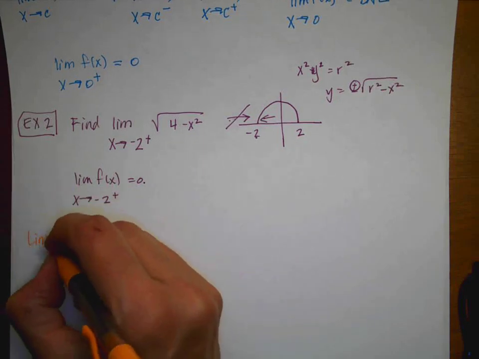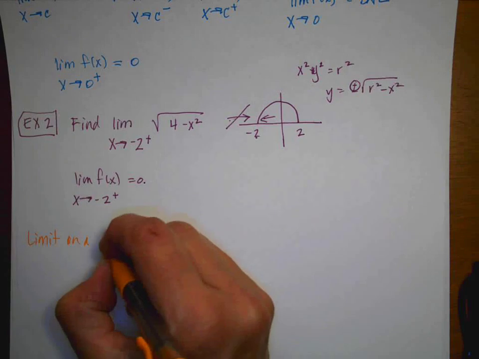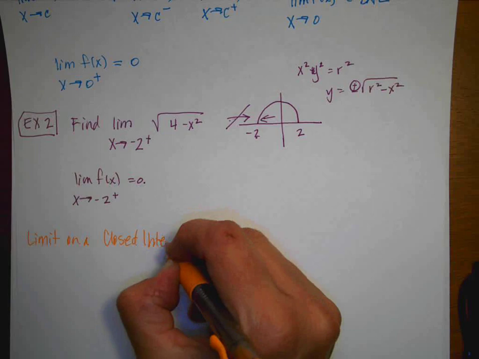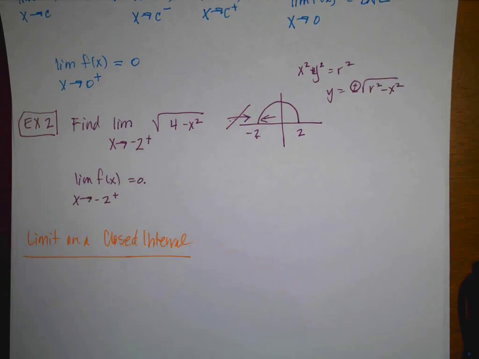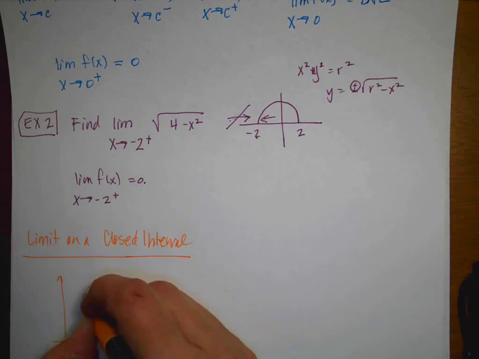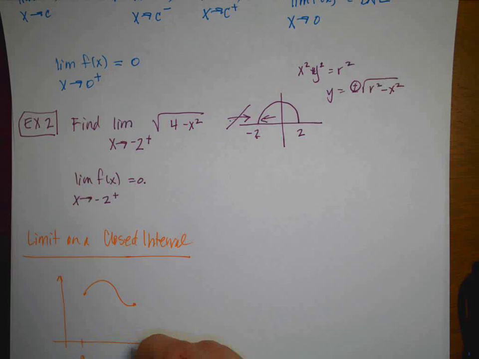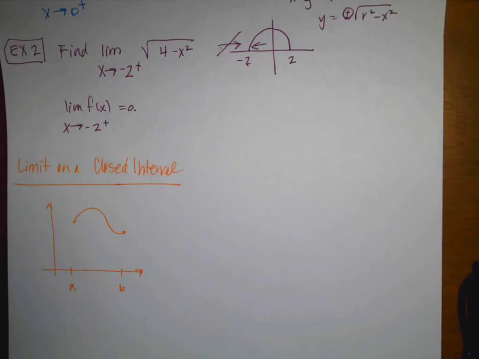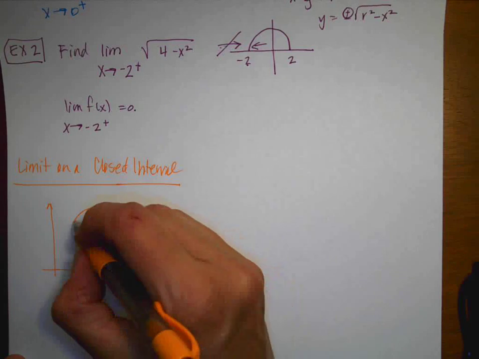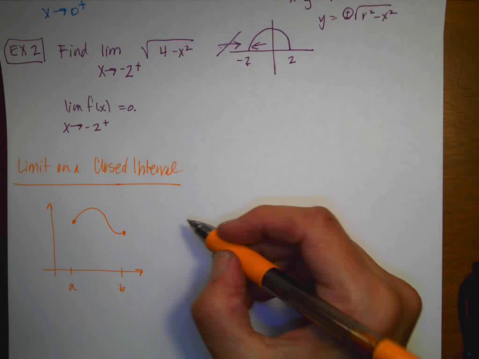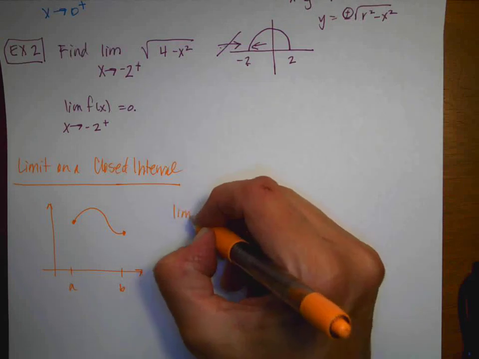All right, now let's talk about a limit on a closed interval. Let's say I have a graph, and it's only going to be a little piece of that, and this is A, and this is B. So I only have a portion of the graph from A to B.